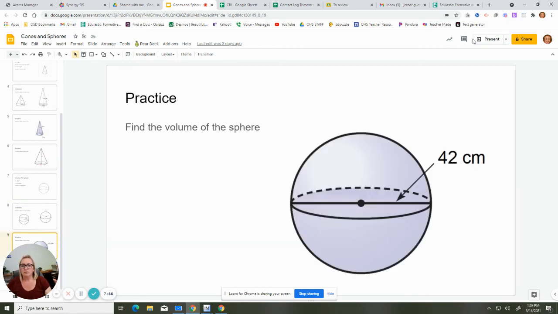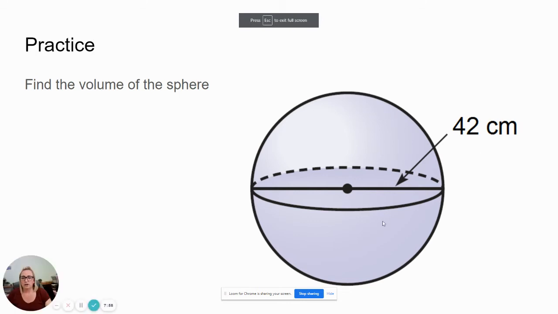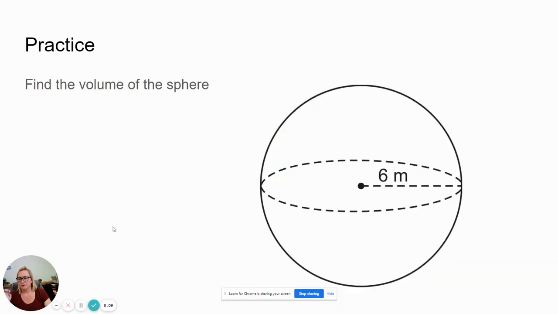So now we're just going to have you do one of each type of these. So here's the first one. This 42 represents the diameter, so you're going to have to divide it first before you can plug it into the formula. So go ahead and find the volume of the sphere. And lastly, one that has a radius, go ahead and find the volume of the sphere.